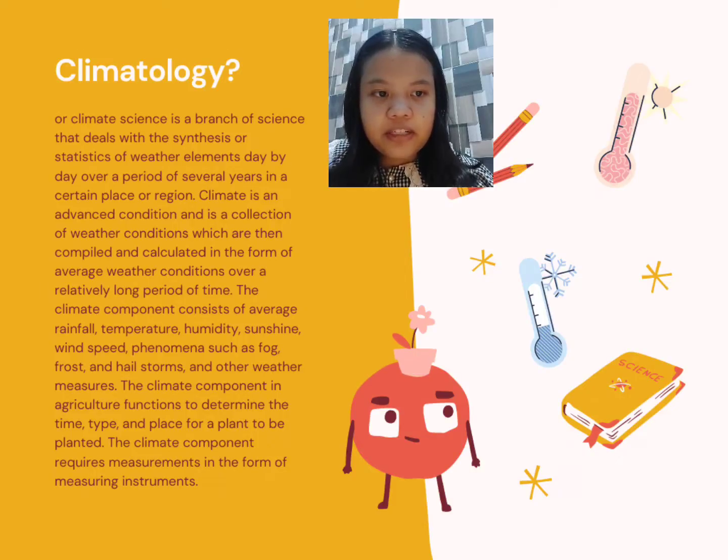The climate component consists of average rainfall, temperature, humidity, sunshine, wind speed, phenomena such as fog, frost, and hailstorms, and other weather measures. The climate component in agriculture functions to determine the time, type, and place for a plant to be planted. The climate component requires measurement in the form of measuring instruments.